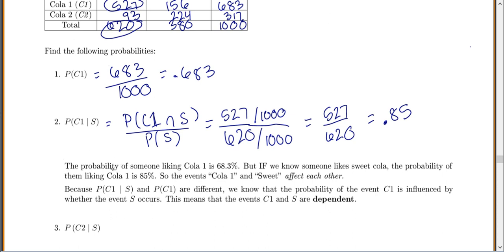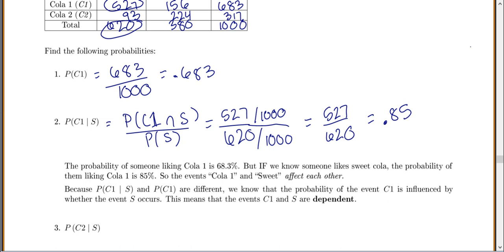So let's see what I have written here. The probability of someone liking cola 1 is 68.3%. But if we know someone likes sweet cola, the probability of them liking cola 1 is 85%. See here? Probability of cola 1 was 68. Probability of cola 1, if you know they like it sweet, is 85. So that means knowing that they liked it sweet changed the probability of cola 1. So they affected each other.